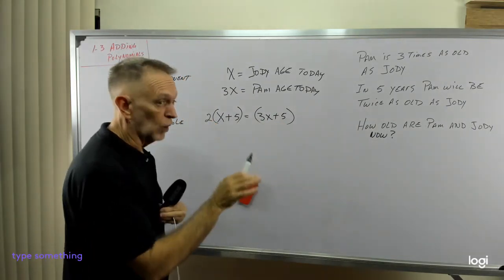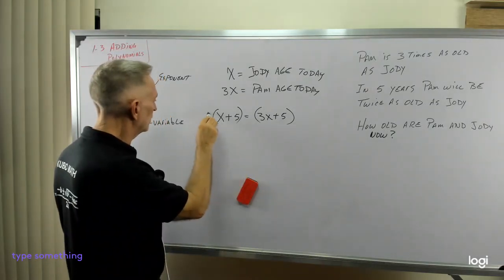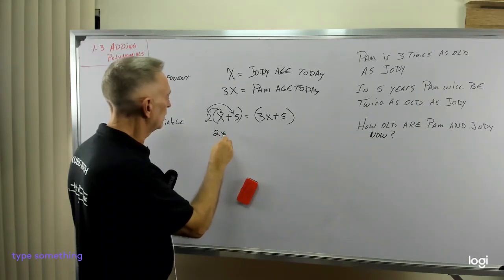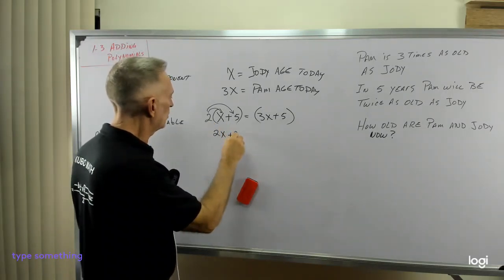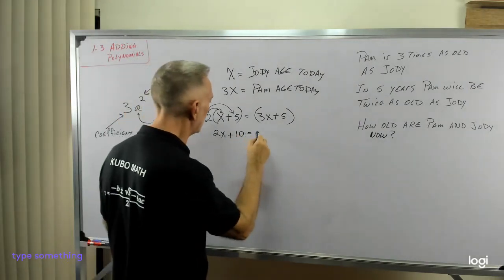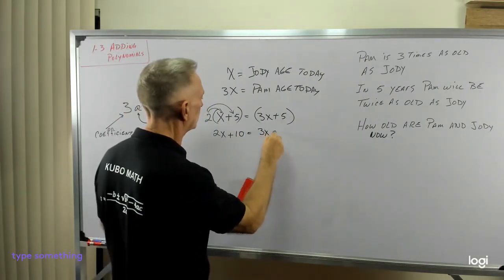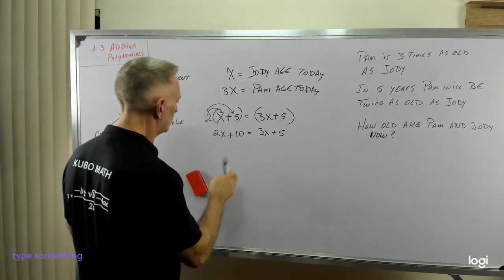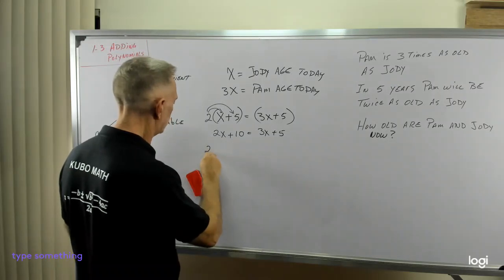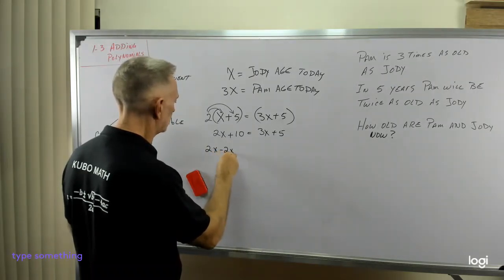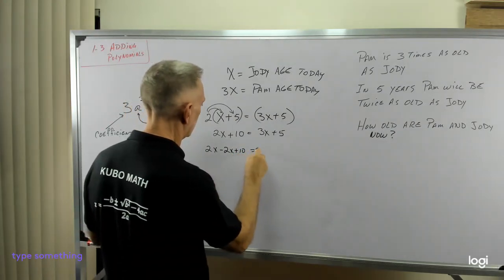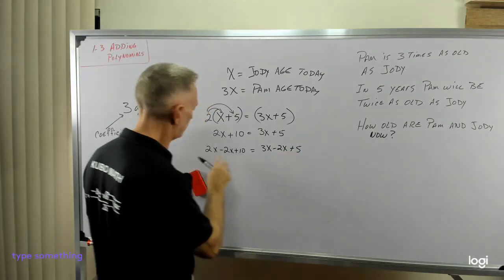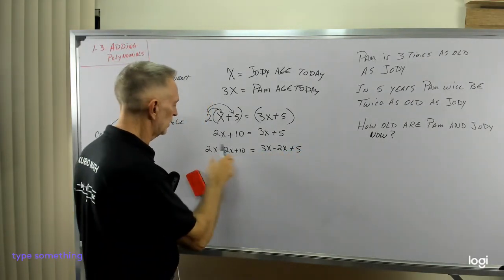So let's use the distributive property. Let's distribute that 2 in here. So we get 2 times x is 2x plus 2 times 5, which is 10. And that equals 3x plus 5. Well, let's get all the x on one side. So I'm going to take 2x minus 2x plus 10, and that equals 3x minus 2x plus 5. So I've subtracted 2x from both sides.